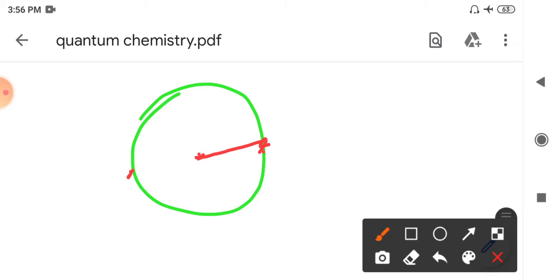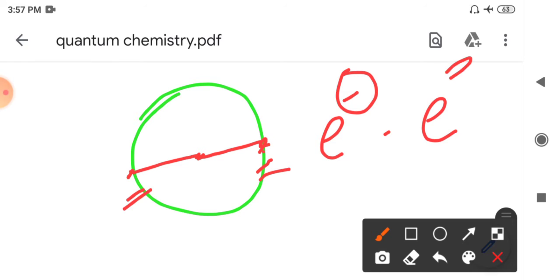So there is an attractive force between the nucleus and the electrons, which is quite normal. This attractive force will result in what? A decrease in the overall energy of the system. But due to this electron and this electron there is quite an electron repulsion, and due to this electron repulsion there is an increase in the energy of the system.